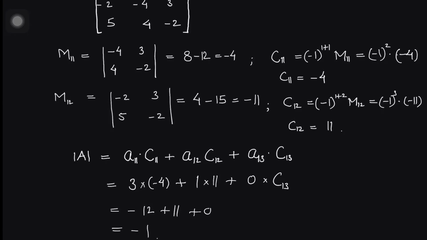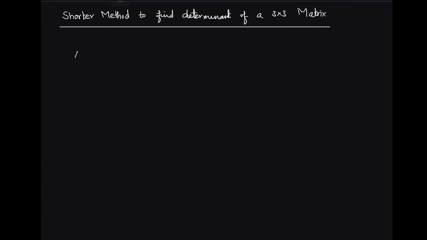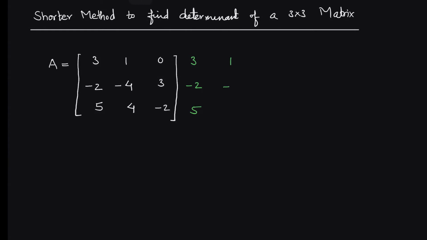So in this way we can calculate the determinant of a matrix. Now we will find the determinant of the same matrix with the shorter method, the method which I prefer in some questions. Suppose we have to find the determinant of the same matrix. So what you have to do, repeat these two columns here. So first column 3, minus 2, 5, 1, minus 4, 4.